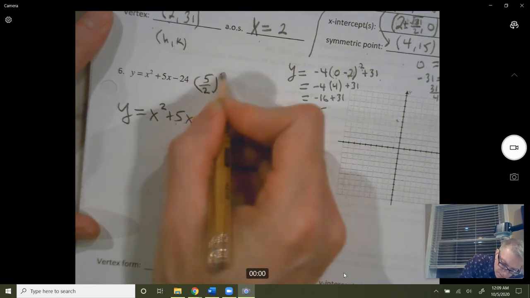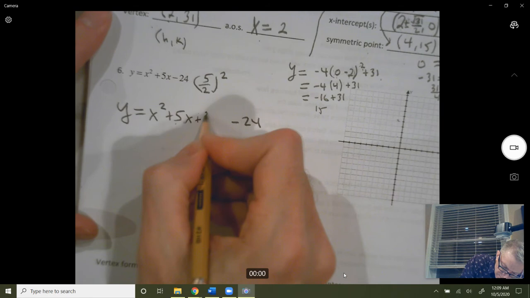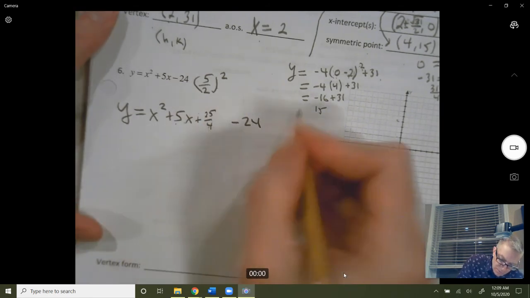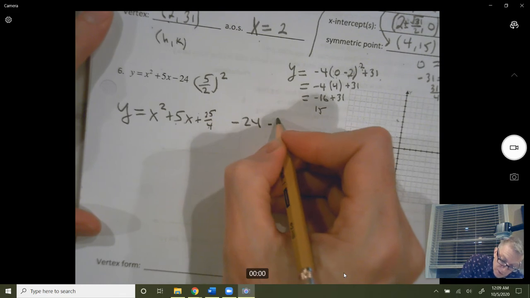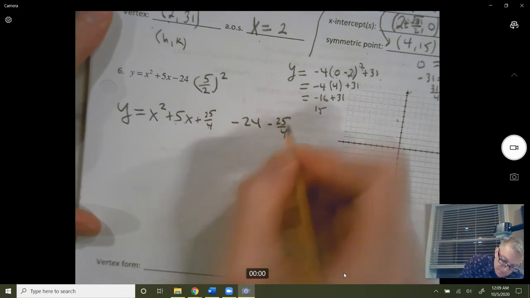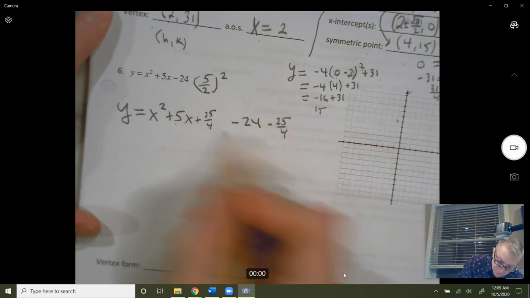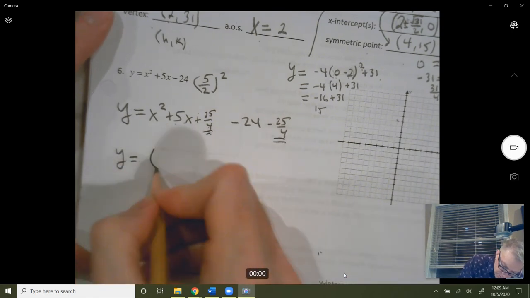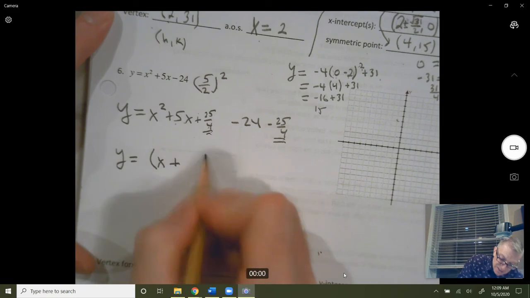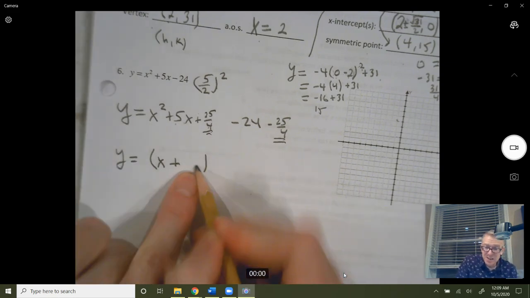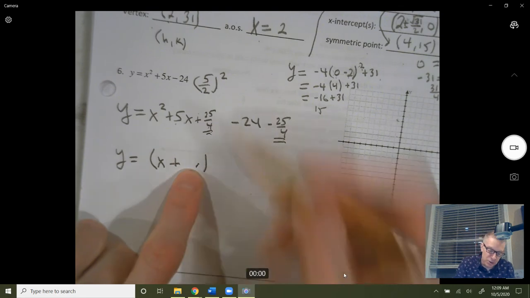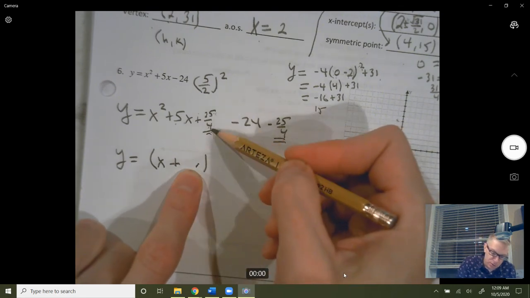When we square it, we get 25 over 4. We're adding 25 over 4, so now we're going to subtract 25 over 4, so that in effect we just added 0. So y equals, and remember what we do here, x plus. So what this number needs to be, you can look at two things, and it's really nice because you can double check your work. It should be the square root of this, so it should be 5 halves.